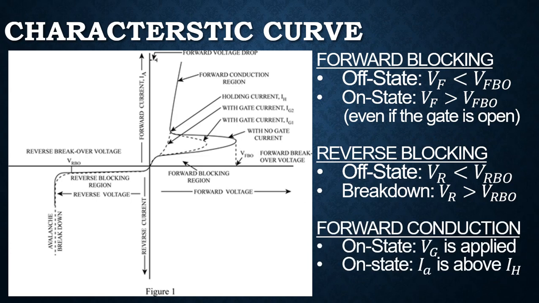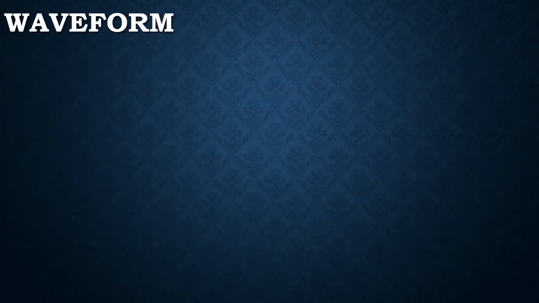At forward conduction mode, application of gate voltage between gate and cathode sets the thyristor at on state. Once the thyristor has been turned on, it remains fully on even if the gate signal is removed. It remains at on state if the anode current is above the holding current. To turn off the thyristor, there are two ways: remove the supply voltage or reduce the anode current to go below the holding current. Let us now compare the waveform of power semiconductor devices.